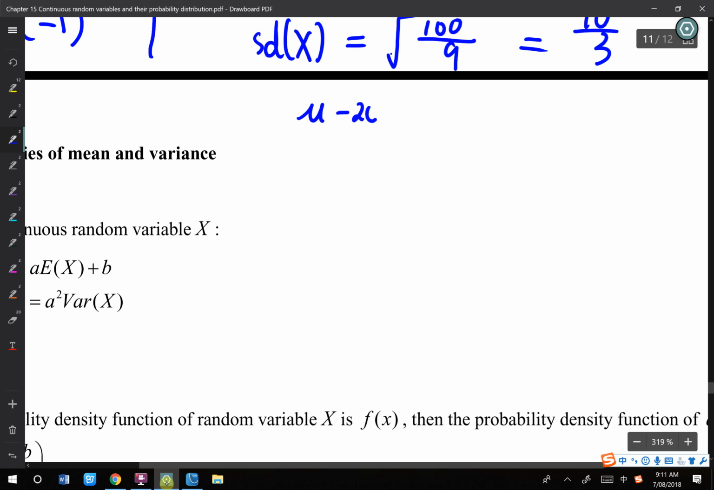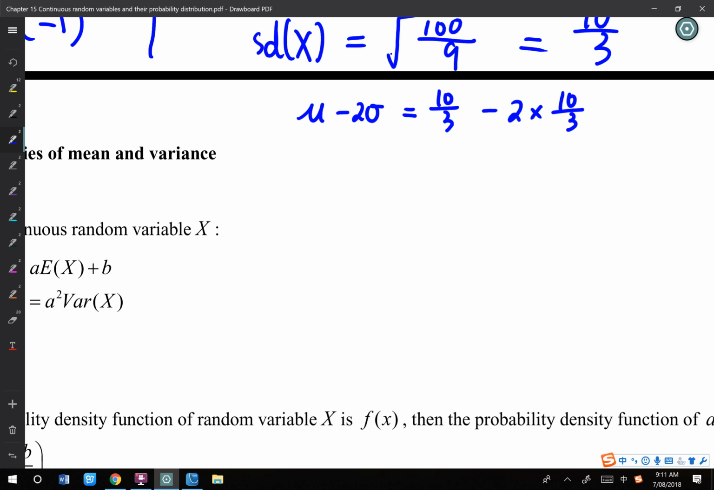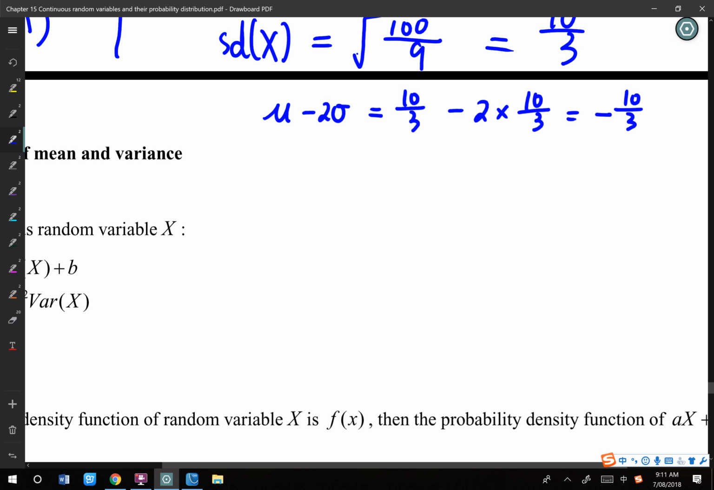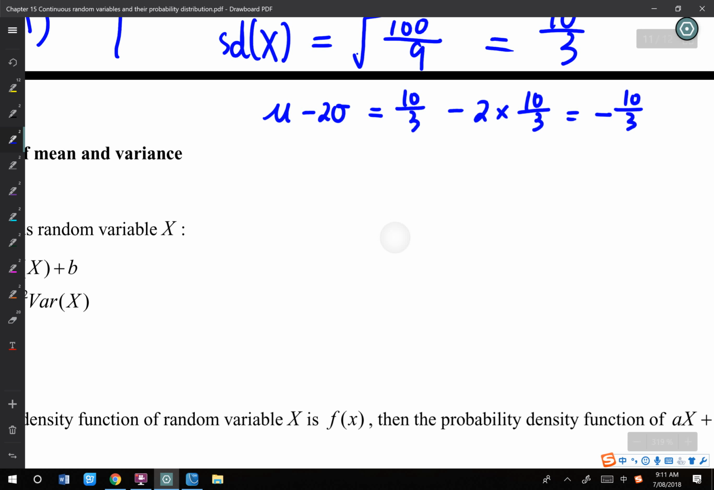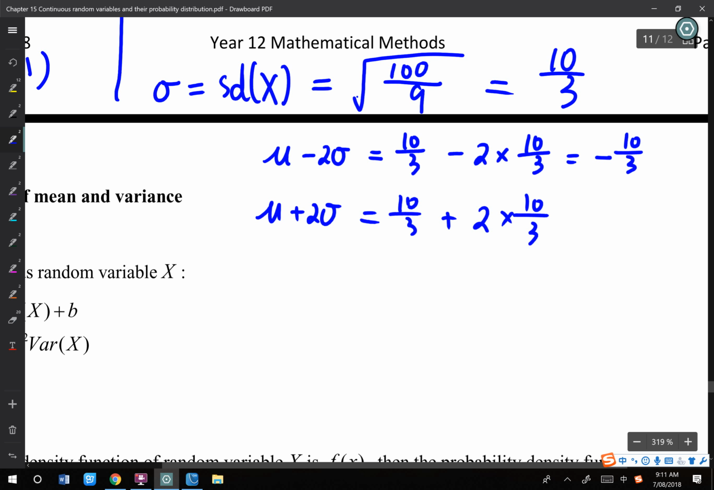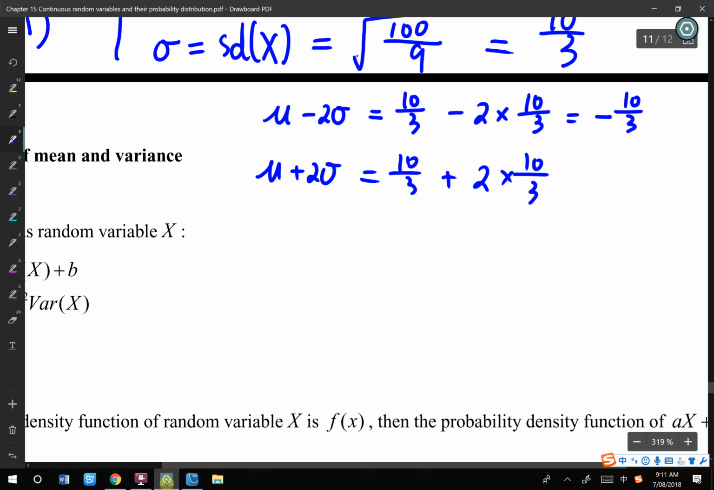Mu minus 2 sigma equals 10 over 3 minus 2 times 10 over 3. That's the same thing, right? 10 over 3 is the mu, and sigma is 10 over 3 as well. So 10 over 3 minus 2 times 10 over 3 is minus 10 over 3. Mu plus 2 sigma is 10 over 3 plus 2 times 10 over 3. The SDX is the sigma. That equals 10.